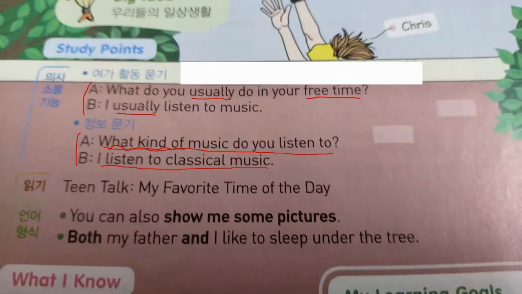Okay, so we will practice many different sentences with what do you usually do in your free time and what kind of blah blah do you blah blah. And this English will help you to know about other people's life. You can introduce your hobby, or introduce what you like and find out what other people like. It's very good English. Okay, next.